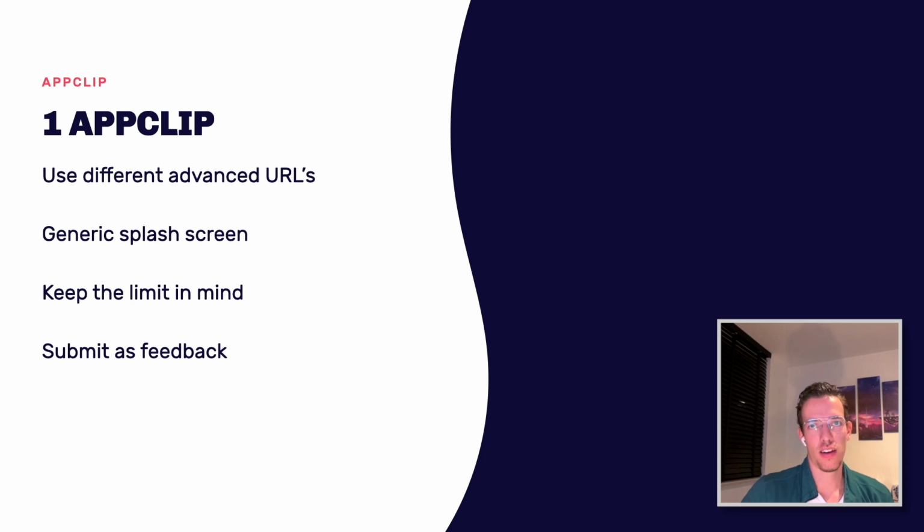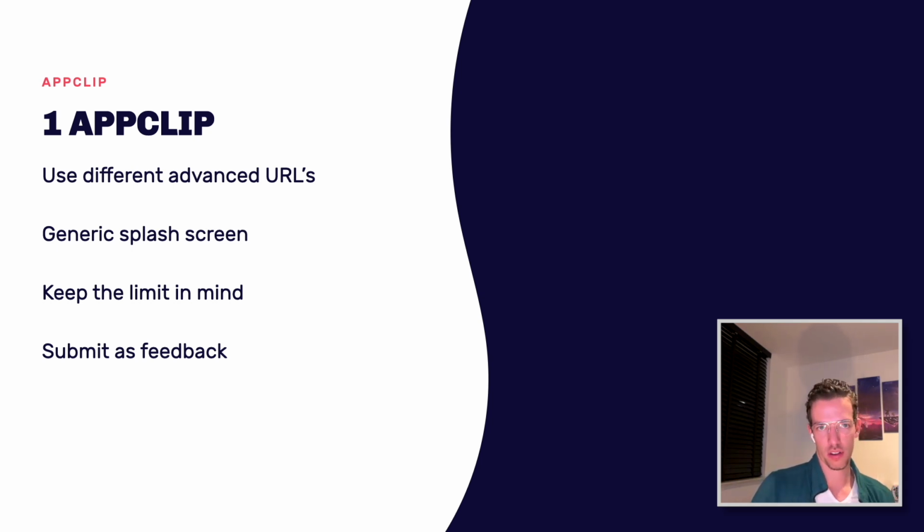And the last thing I want to talk about is the one AppClip limitation. If you want, you can have multiple flows, but it's still in one AppClip. And in our example, we have multiple flows in our AppClip. That's why it's so big. And we use different advanced URLs with different parameters. That way, during app launch, we can say, oh, okay, open flow A or open flow B. But keep in mind that because of this, we had to make a generic splash screen, because the splash screen couldn't be only food, since we don't know which flow to open yet.